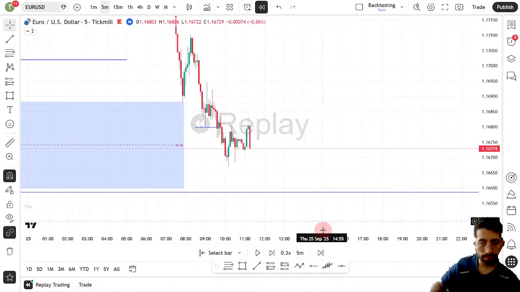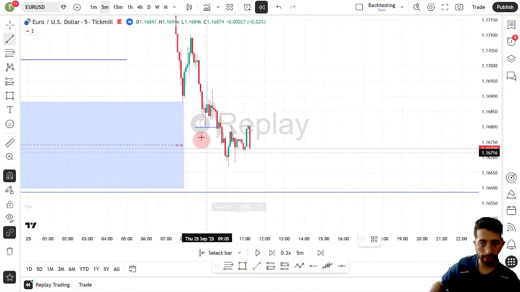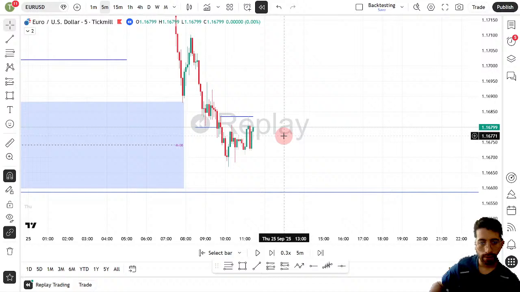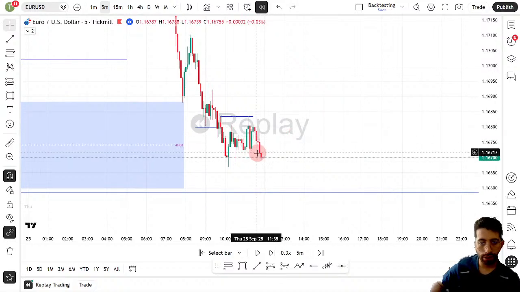Right. This is the next boss area. After this break of structure right here, we can enter. Not yet, not yet. What time is it? 11.